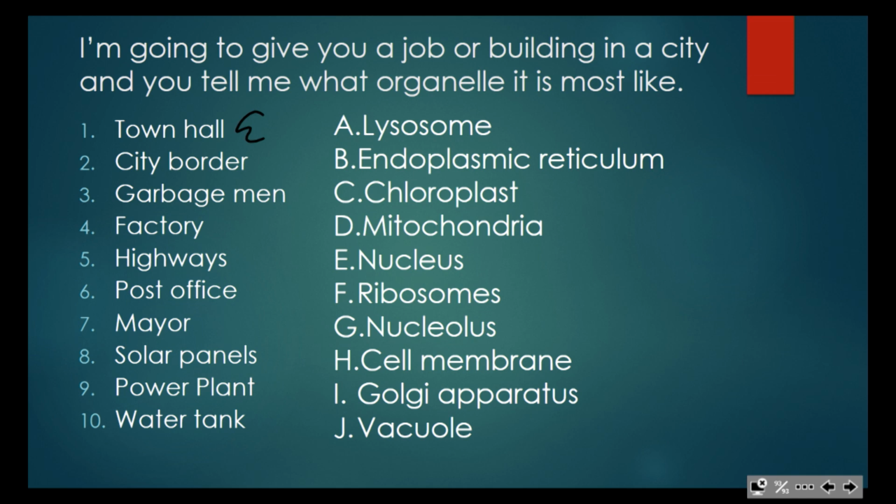Number 2 says the city border. Which organelle is a lot like the city border? I think this is the cell membrane. Remember, the cell membrane is kind of the border of a cell, and it decides what comes into and out of the cell. The city border is doing the same thing.